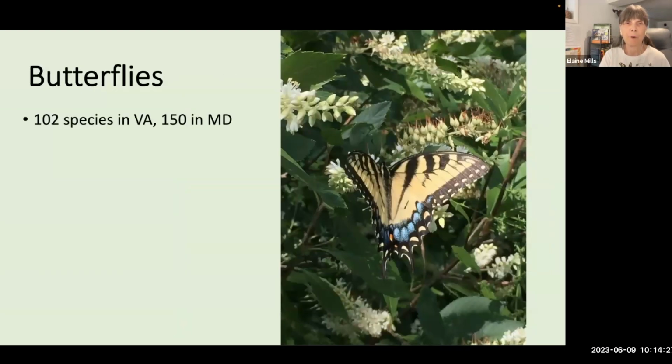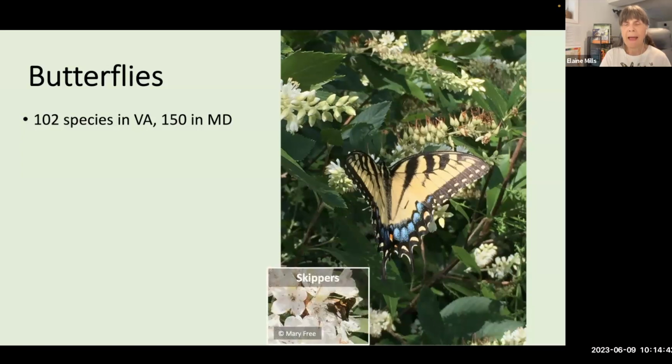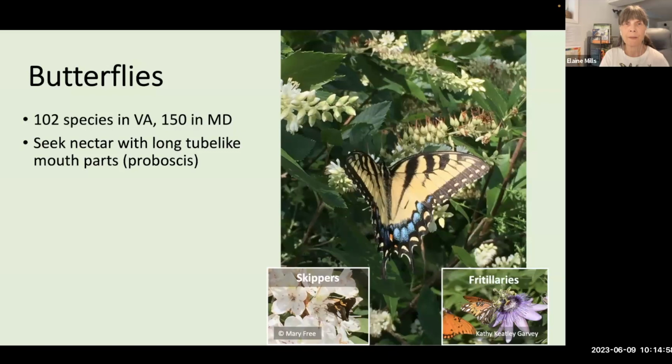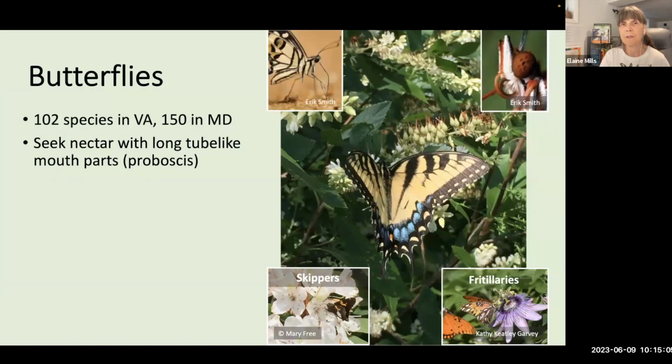Butterflies are among some of our favorite pollinators. The numbers vary among the different mid-Atlantic states, with a low of just over 100 species in Virginia up to 150 in Maryland. And you may recall that there are different categories of butterflies: the skippers that have little hooks on their knobbed antennae, and the fritillaries that are known for the black and orange check patterns on their wings. Butterflies will seek nectar with long tube-like mouth parts. These are referred to as the proboscis.